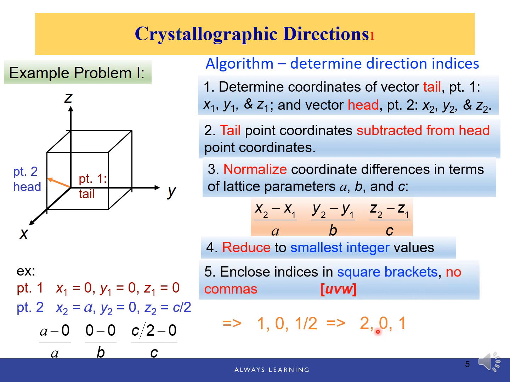The last step is the format that we need to use. We're going to enclose indices in square brackets with no commas. So here is the final result. The Miller indices for this given crystallographic direction is [201], enclosed in square brackets. Whenever you see square brackets, that means it's for a line, a direction, not a plane or a point.